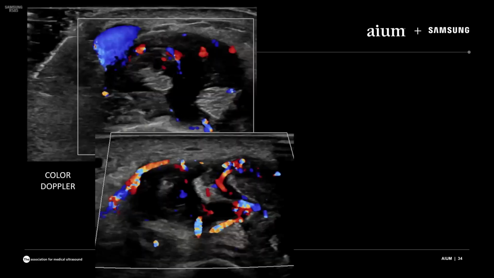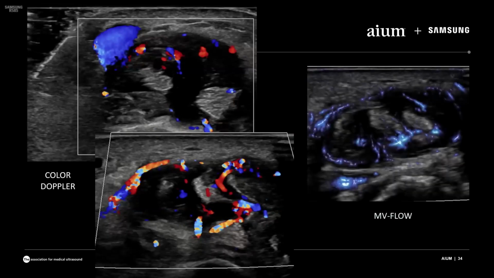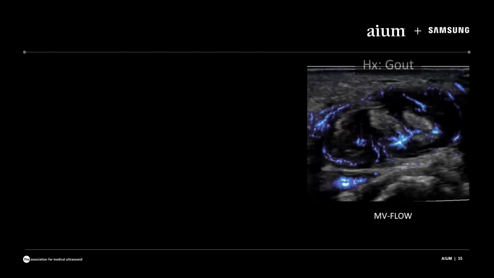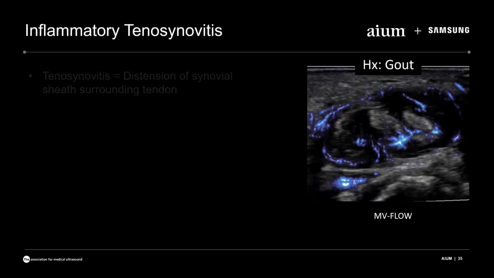When we add color, there's tremendous flow. These are short axis views, so we've confirmed that there's some active hyperemia and inflammation. And again, with MV flow, it really brings out that vascularity even more. And looking at this patient's history, they had a history of gout. So this was an example of inflammatory tenosynovitis secondary to gout.